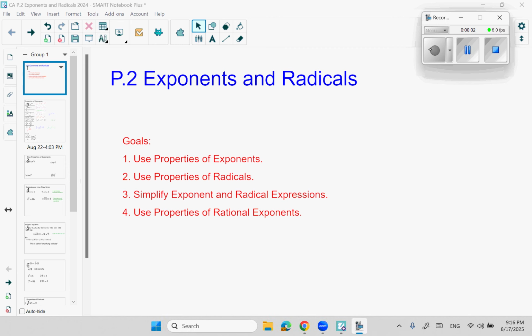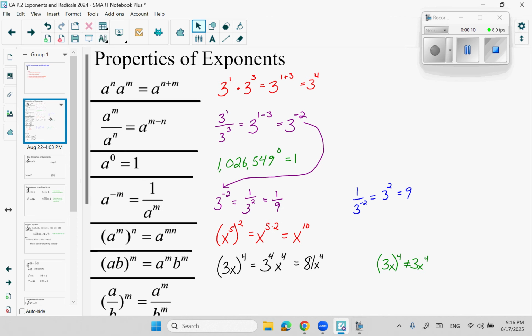Hello, and today for College Algebra, we're going to do some exponents and radicals. They kind of go together, so it makes sense to talk about them at the same time. Now here on this slide, just some general properties and some examples.